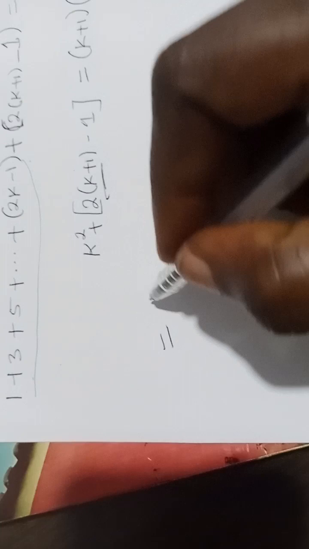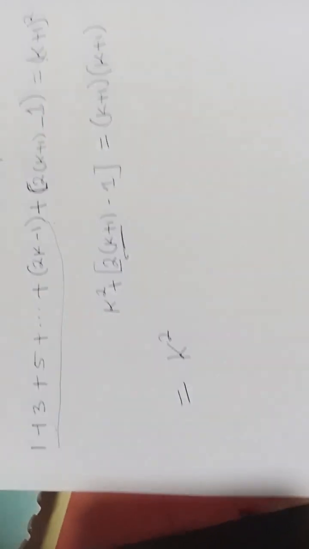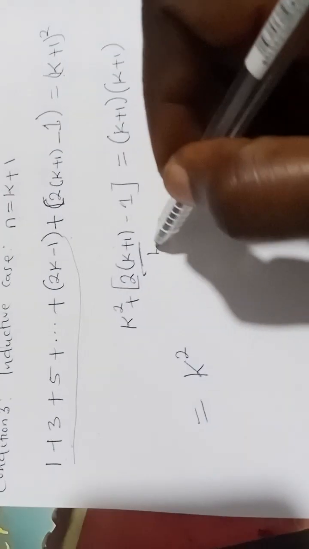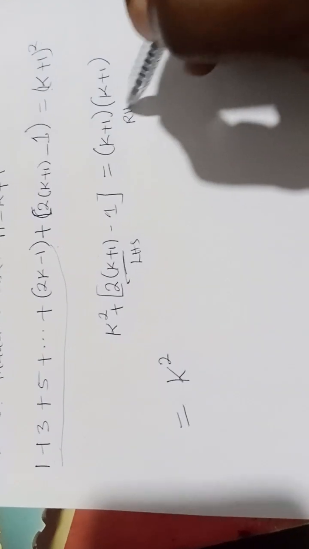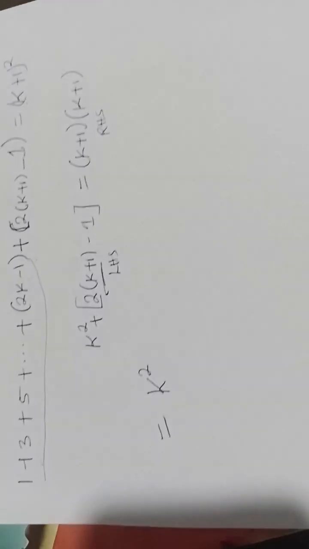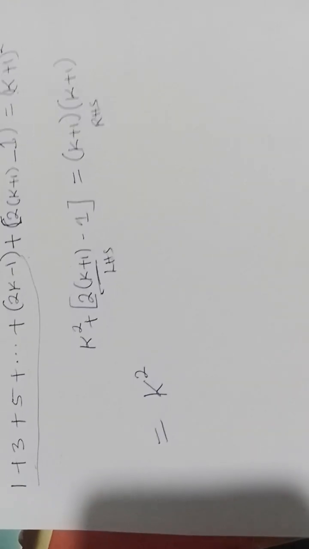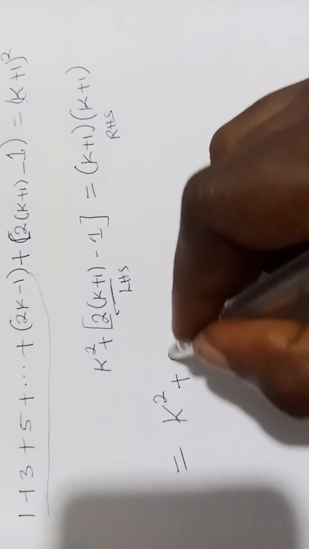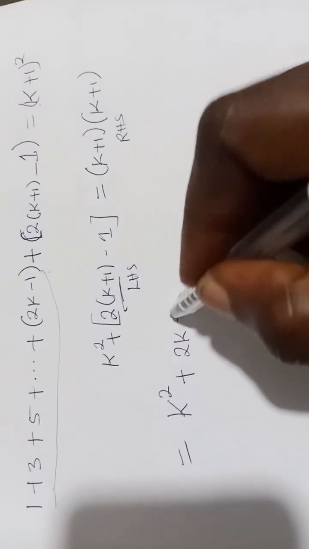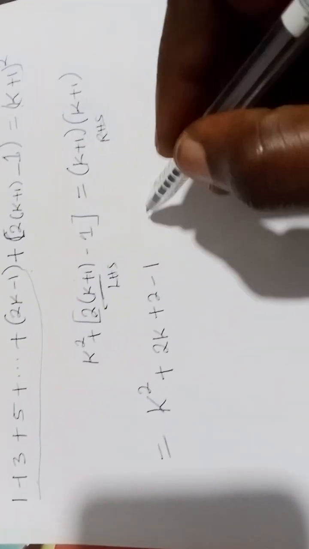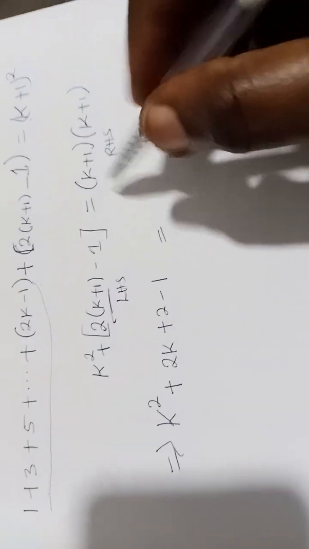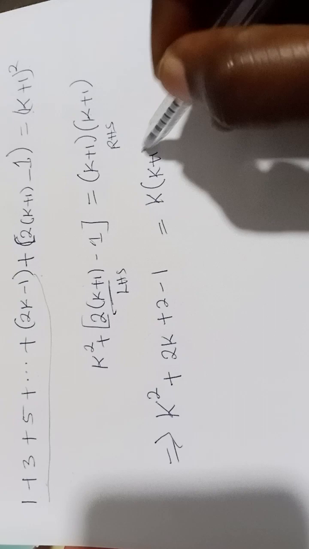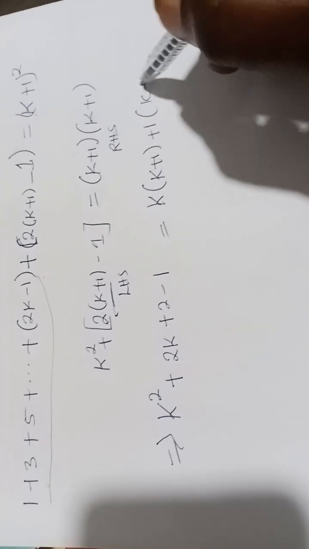We are going to have k squared, and remember in the inductive case, the left hand side must give us the right hand side. I'm going to explain in other examples different ways we're going to do it. For this, it is direct substitution, so it's very easy to do. So 2 times k will give us 2k, 2 times 1 will give us 2, minus the 1 outside, equal to, here we have n, open one bracket against the other bracket.